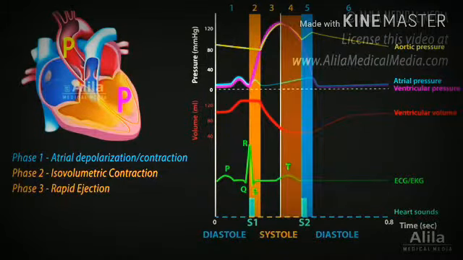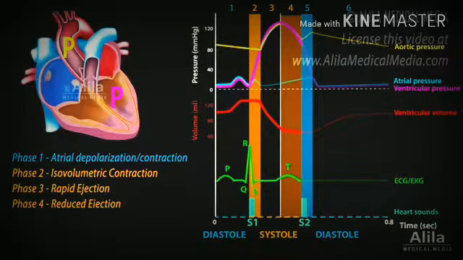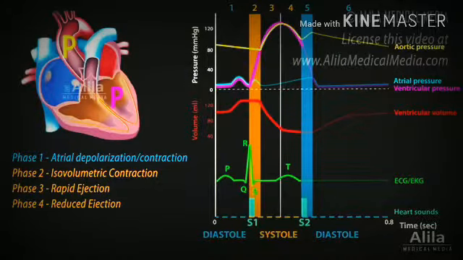As ventricular repolarization, reflected by the T wave, begins, ventricular pressure starts to fall and the force of ejection is reduced. When ventricular pressures drop below aortic and pulmonary pressures, the semilunar valves close, marking the end of systole and the beginning of diastole. Closure of the semilunar valves produces the second heart sound, S2.